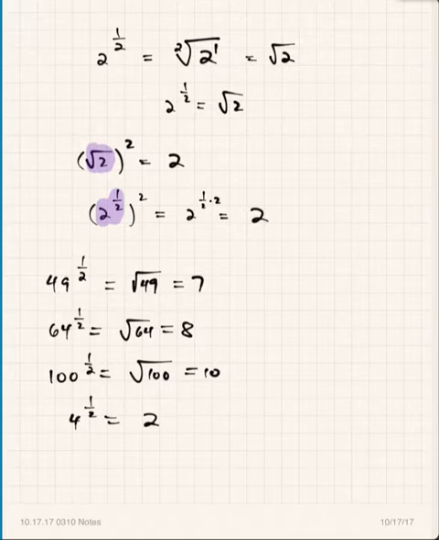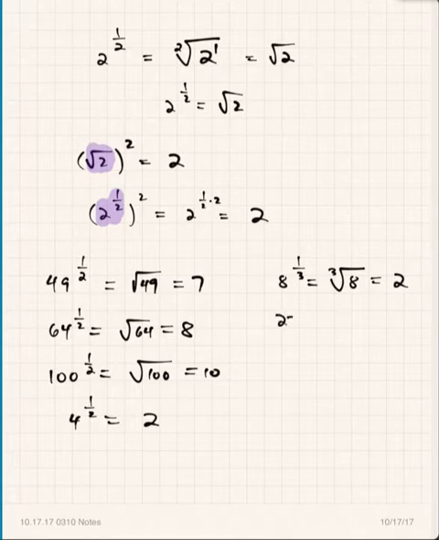So now, what if you have 1/3 powers? If you had 8 to the 1/3 power, now what's the root? If you wanted to write this as a radical, what would the root be? 3. The root would be 3, and so you'd have the cube root of 8 to the 1st power. That would be equal to 2.